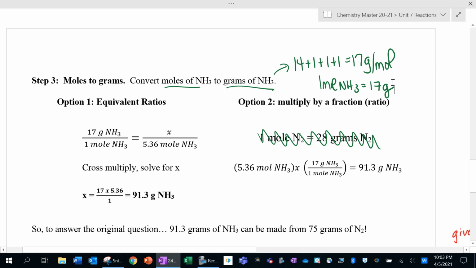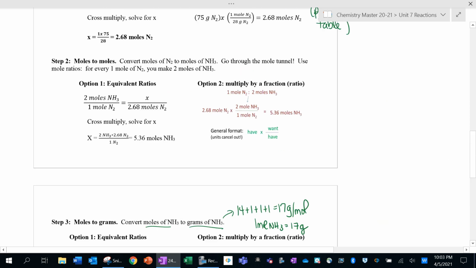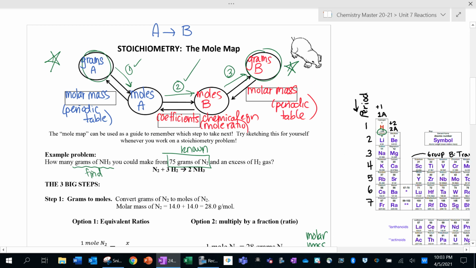All right. So then I can do a calculation where I take my 5.36 moles of NH3 and convert it to grams. And then I've solved my problem. Boom. If I go back to my mole map, I just did step 3. I converted from moles to grams. So here are my 3 possible steps. This is the longest stoichiometry problem that we will see.